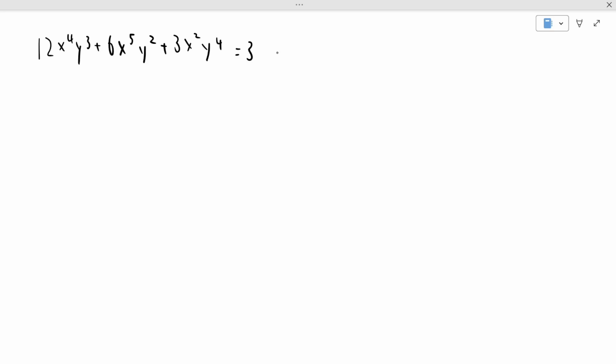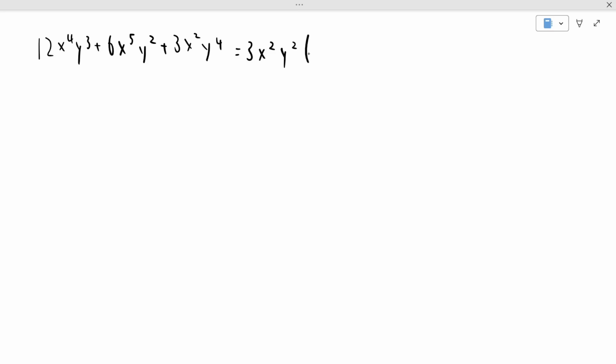And if we look at the x variable, we can see an x to the fourth in the first term, an x to the fifth in the second, and then an x squared in the third term. So if we look at the lowest power, which is x squared, that's what we can factor out from all three terms. Then if we look at the y variable, we have a y cubed, a y squared, and a y to the fourth, so we can only factor out a y squared from all three terms. And therefore, 3x squared y squared is the greatest common factor for all three terms.